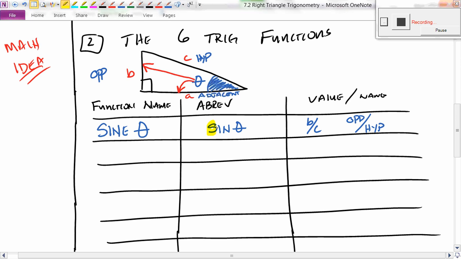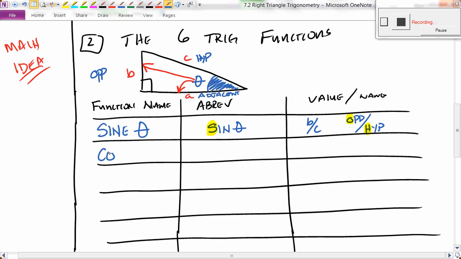Have you guys ever heard of SOHCAHTOA? I could never remember it personally. I have a different one. I'll tell you what it is off the record. So there's the first one, and there's 6 of these. These are the 6 basic functions that we're going to be working with all the rest of the year.